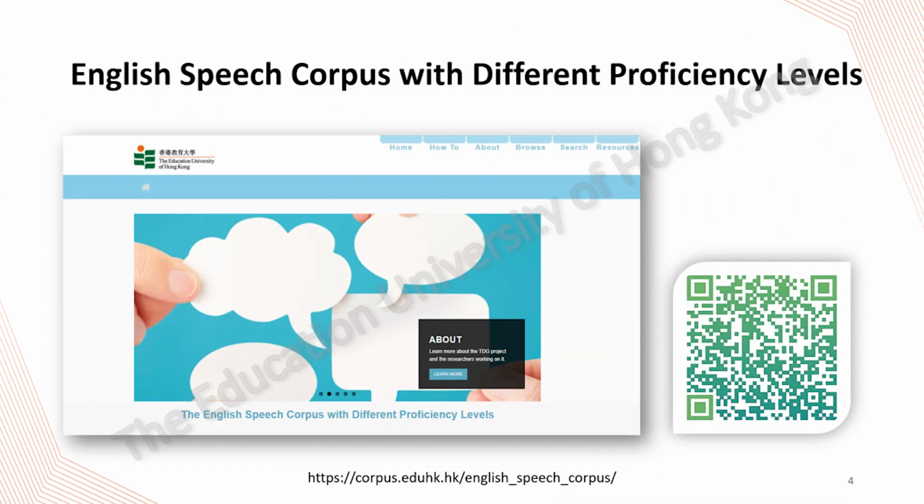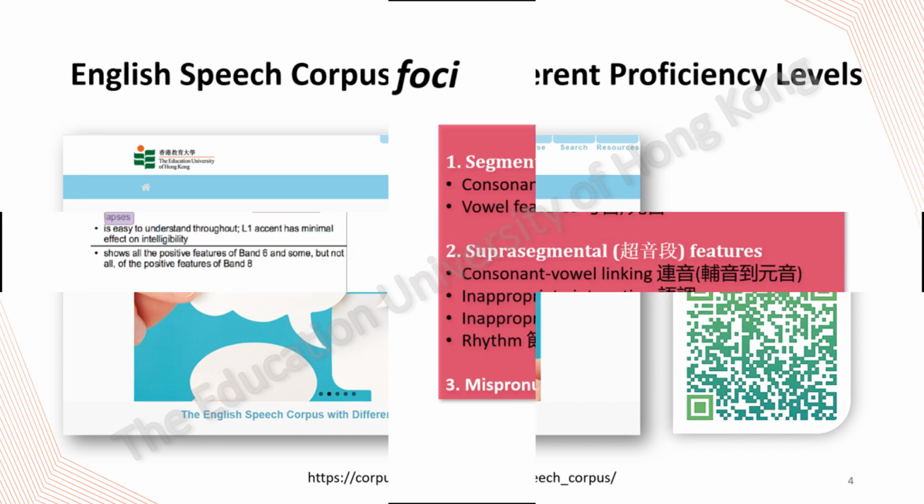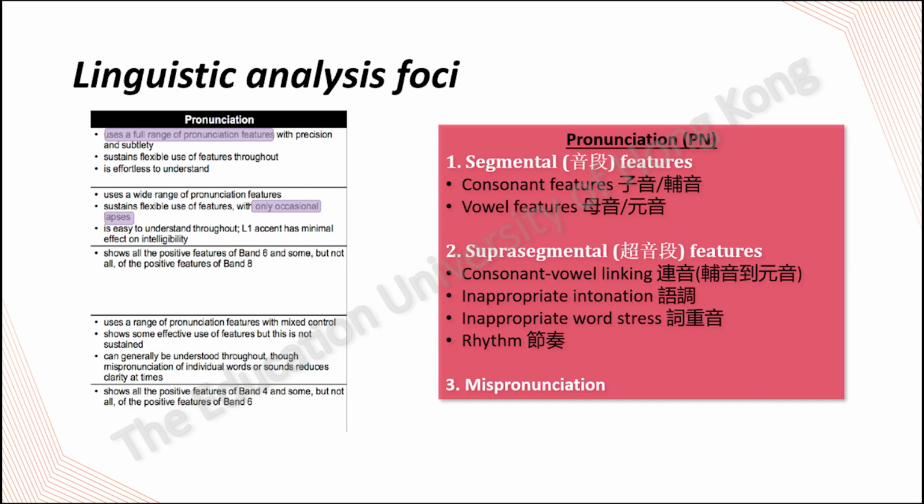The English speech corpus with different proficiency levels is the spoken corpus that is used in this session. You can scan this QR code to get access to this corpus. This is the IELTS speaking official criteria. Based on this criteria, we annotated the following key indicators.